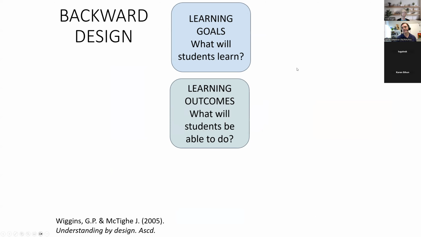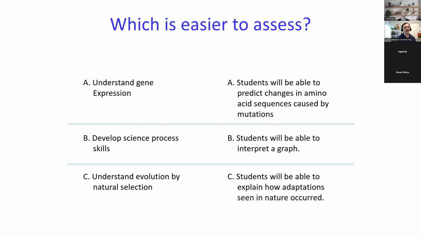And so this concept of learning goals versus learning outcomes or objectives, right? Learning goals are what will the students learn versus what will the students be able to do? And this is kind of subtle, right? But as you look at these two columns, A, B, and C, which one do you feel is easier to assess? Feel free to write in the chat. Is it the left column or the right column? Which one's easier for you to figure out if students are able to do it?